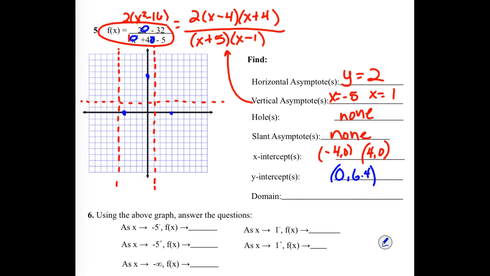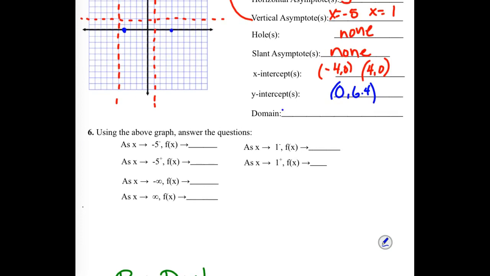Okay, last blank is domain. What are the numbers we cannot use? -5 and +1 are vertical asymptotes. So we're going to skip over -5, and we're going to skip over 1.